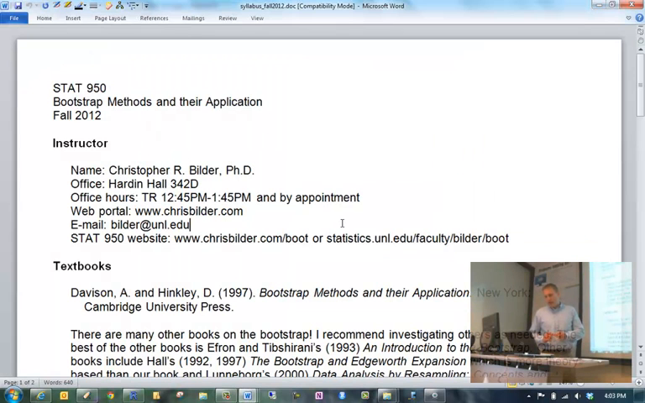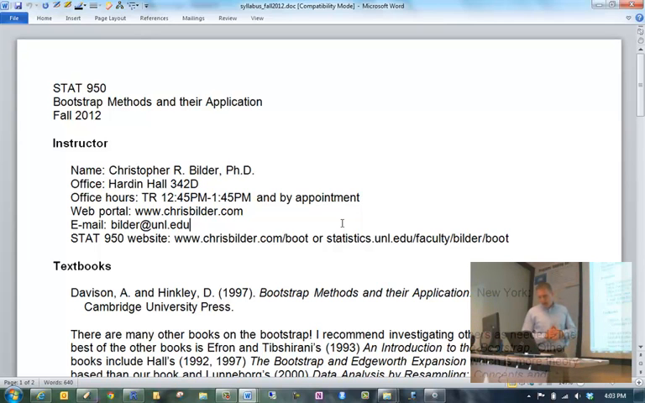My office hours are 12:45 to 1:45 on Tuesdays and Thursdays. I teach in Keim Hall 11 to 12:15, so it's going to take me a few minutes to get back to my office. I anticipate I'll be back by 12:45, but you never know. So if I'm not there right at 12:45, please be patient. Of course, you can always make an appointment with me as well.